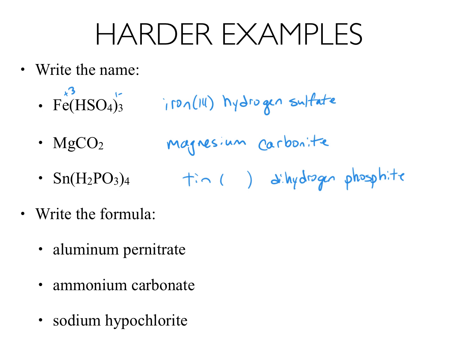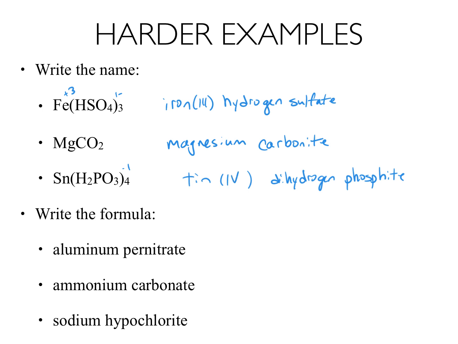Now, what is that Roman numeral? Well, phosphite is a -3 charge, but there's 2 hydrogens out in front, so dihydrogen phosphite is just a -1 charge. And there are 4 of them. So 4 -1 charges results in 1 tin being a +4 charge. So the final answer is tin(IV) dihydrogen phosphite.